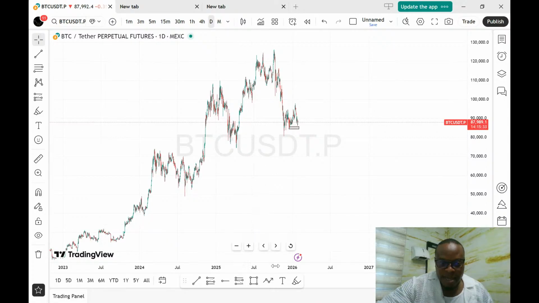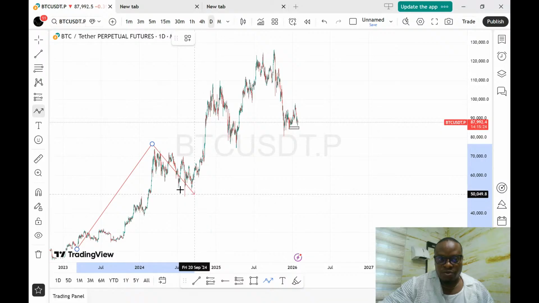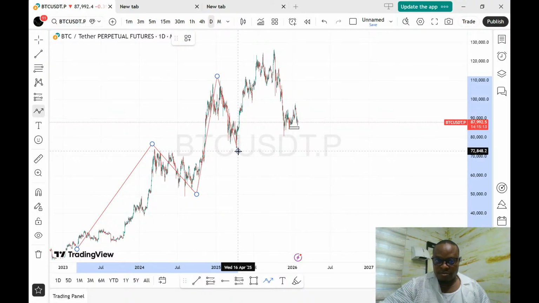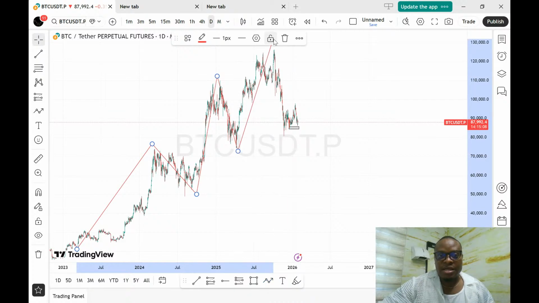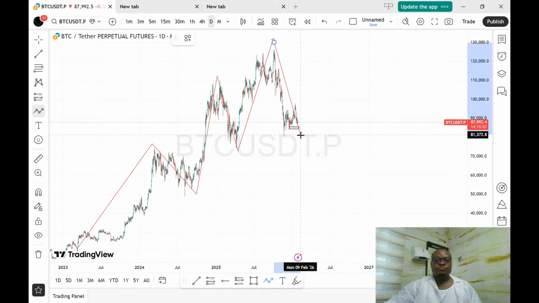Let me use my path to show you what I mean. Starting from this point, you can see it went up to this zone and came down, which is the higher high and this is the higher low. Then there was a break of structure towards the upside to give you a higher high. It came down here to give you a retracement, then went up again to break the structure and give you a new higher high. What you're seeing now is just a pullback.